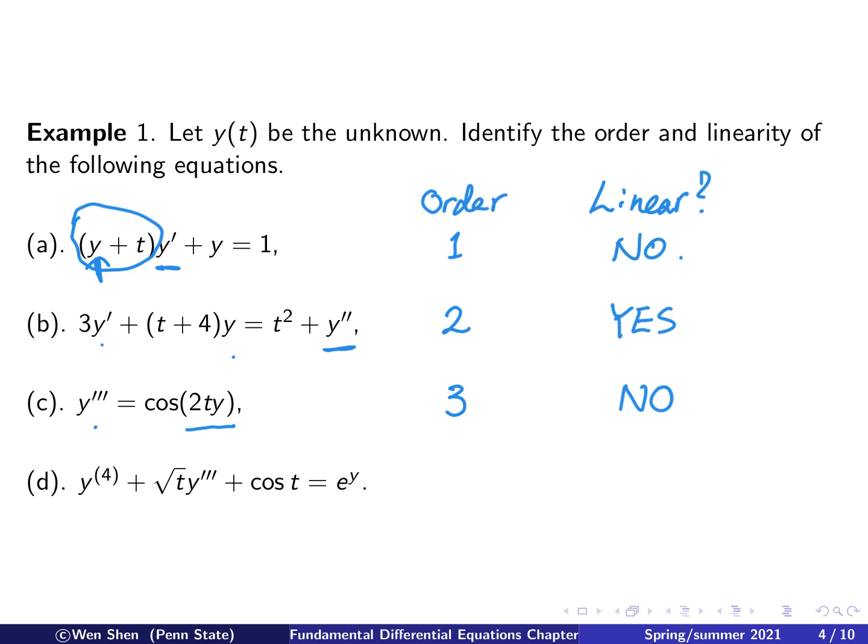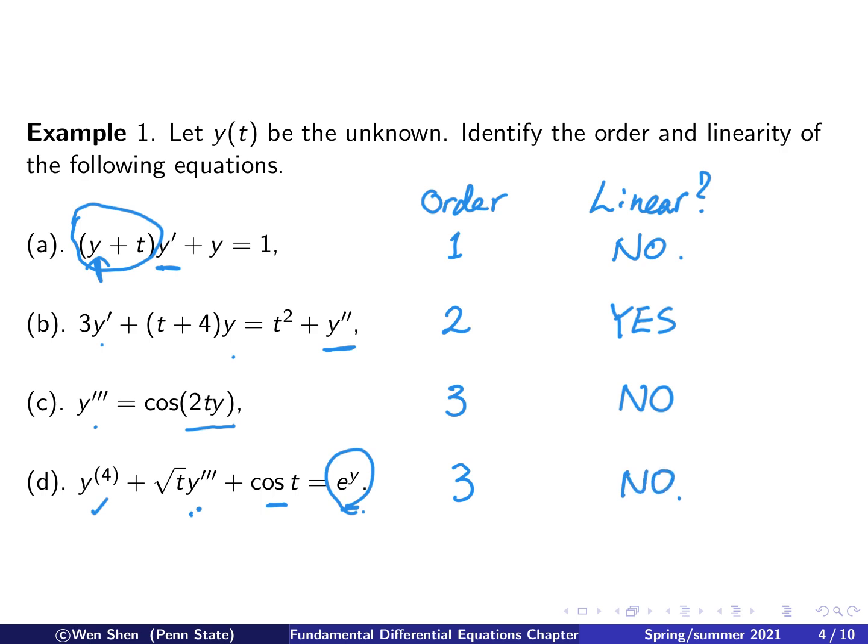Okay, so what about the last example here? The order is determined here, the third derivative, so the order is 3. Is this linear? Let's check each term. This term is okay, it's linear. This term also is okay, it's multiplied by square root of t, doesn't depend on y. And this is cosine t, which is okay. What about this term? E to the y. This is not y times a function that's not depending on y. So this term here makes the whole thing nonlinear.